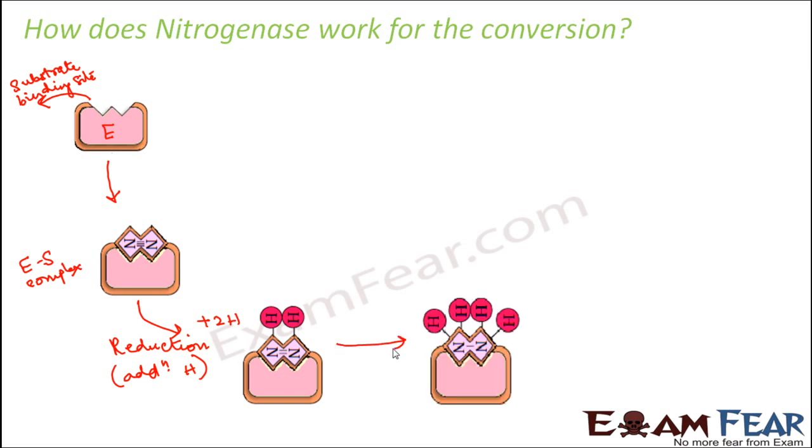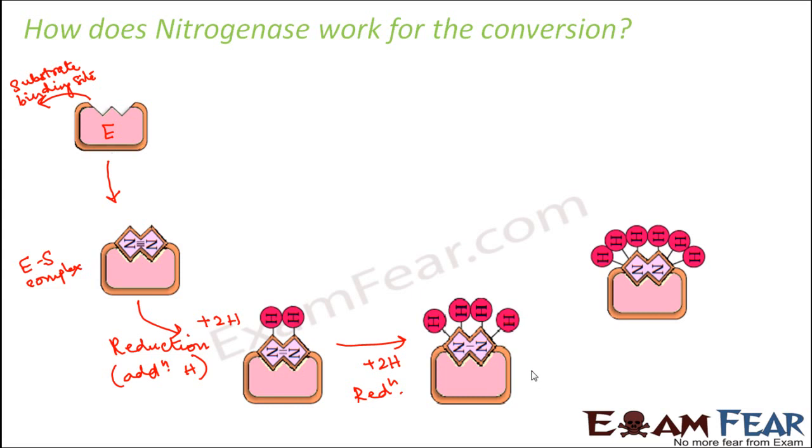Again, further reduction will take place. So the nitrogen will get linked to 2 more hydrogen atoms. So basically 2 more hydrogen will get added by another reduction, and the double bond will get converted into a single bond. Further again, more reduction will happen. So 2 more hydrogen atoms will get added up, and the single bond is gone now. There is no more a single bond also. So again a reduction. Now after this, what will happen to this?